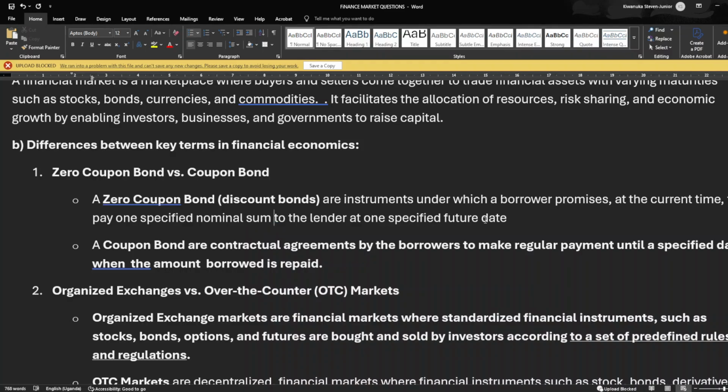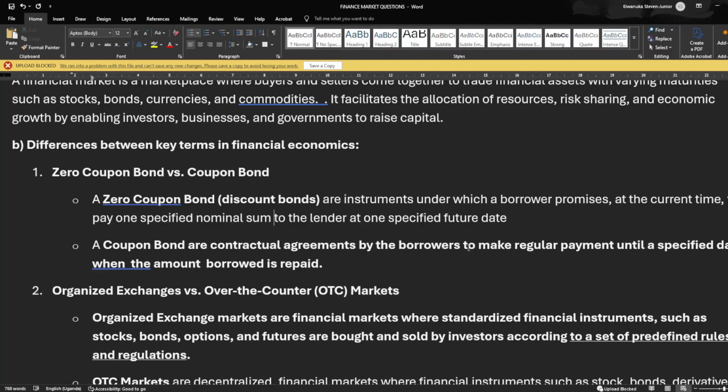So we see that in this zero coupon bond, this is an instrument under which a borrower promises, at the moment of acquiring the instrument, to pay a specified nominal sum to the lender at one specified future date. So here the borrower promises to pay a specified nominal amount or sum at some other time, but at once.